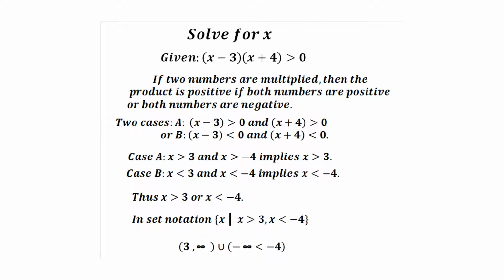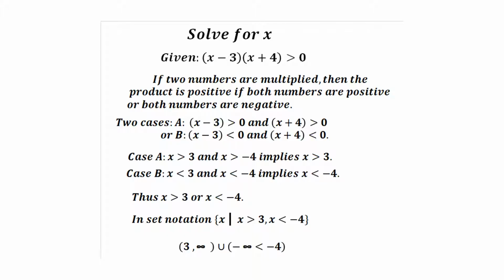In this problem, it's somewhat different. We have the factor x minus 3 times the factor x plus 4 is to be greater than 0. We're trying to determine all x's where this is so. Now, if two numbers are multiplied, then the product is positive if both numbers are positive or both numbers are negative. So we have two cases. x minus 3 is greater than 0, and at the same time, x plus 4 is greater than 0. Or we could have x minus 3 less than 0, and at the same time, x plus 4 is less than 0.